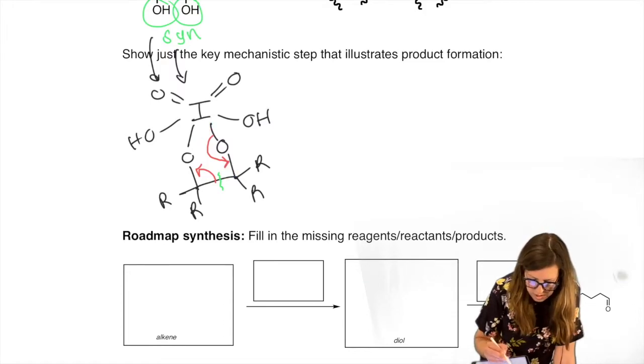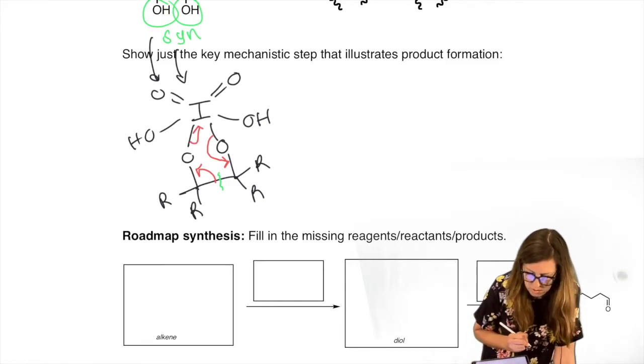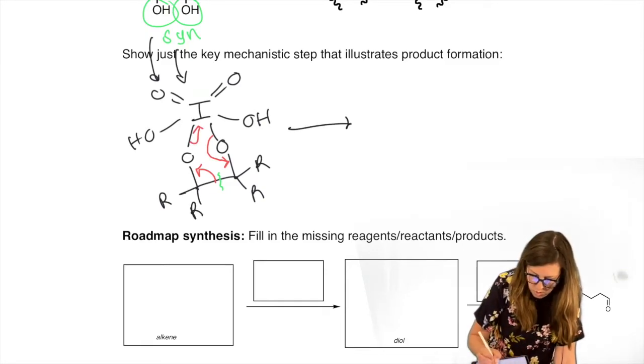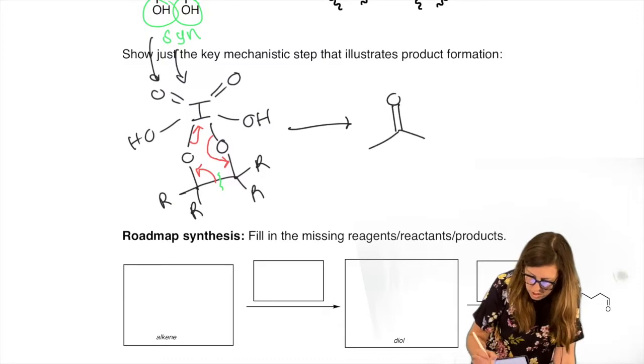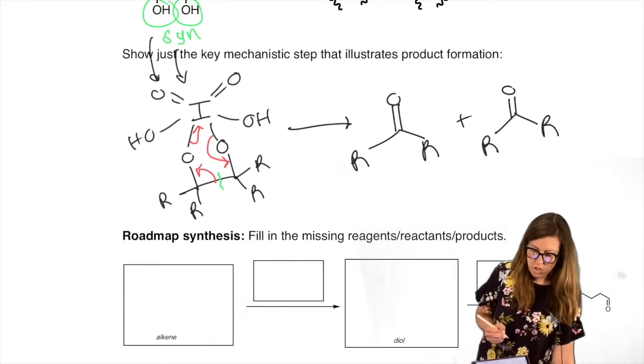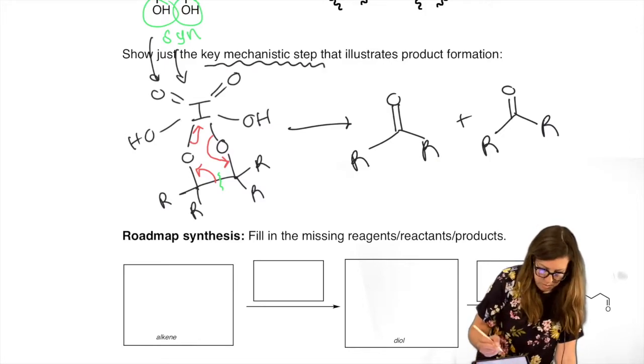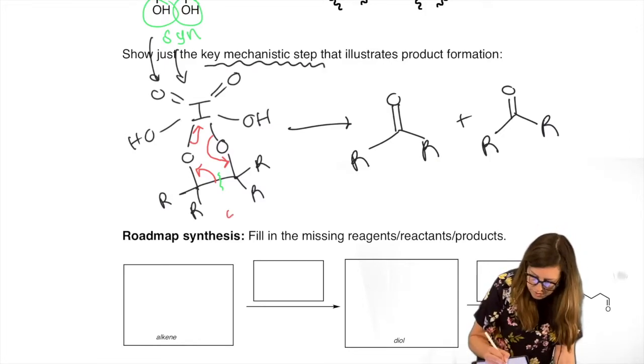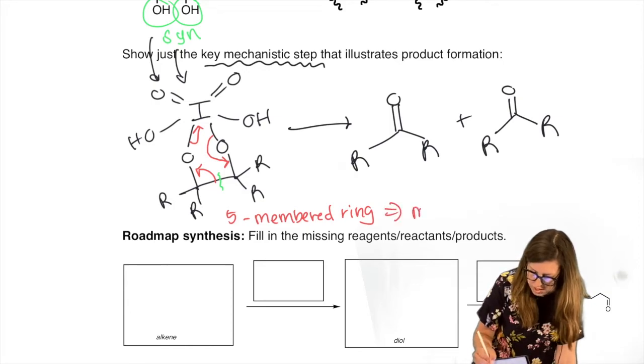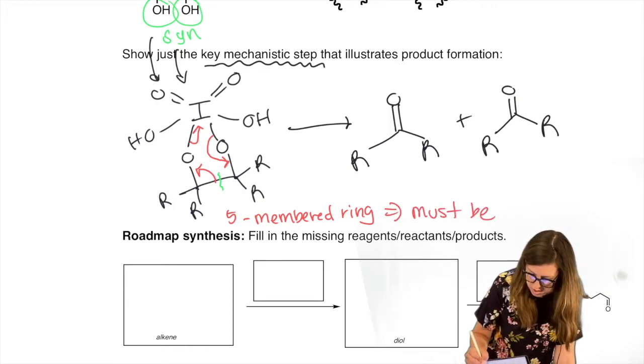This iodine lost some electrons as it did that, so we give them back with that arrow. So, 3 arrows. What we get there is our new carbonyls, 2 molecules. One molecule went to 2. So this is the key mechanistic step. And because it is a 5-membered ring, it must be syn.